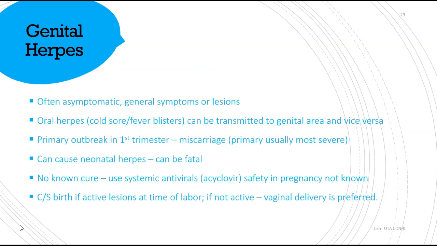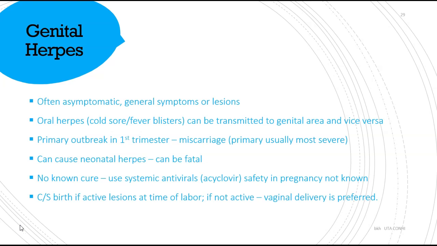Herpes is often asymptomatic in our moms. They may have general symptoms and not realize that they've been infected. They have malaise. They have other signs and symptoms. They're achy. They're tired. That's also signs and symptoms of pregnancy, so they may not see this as an abnormal symptom. They may or may not have lesions that are visible. Important to understand that oral herpes can be transferred to genital area. Genital herpes can be transmitted to the oral area.